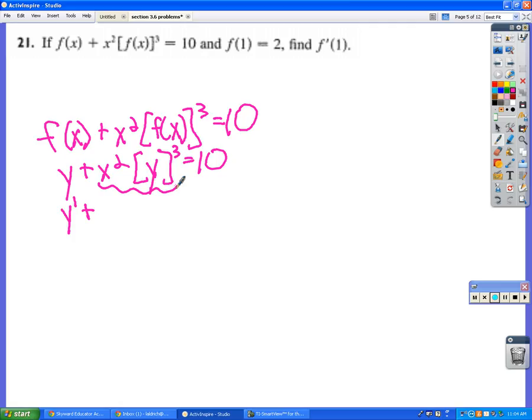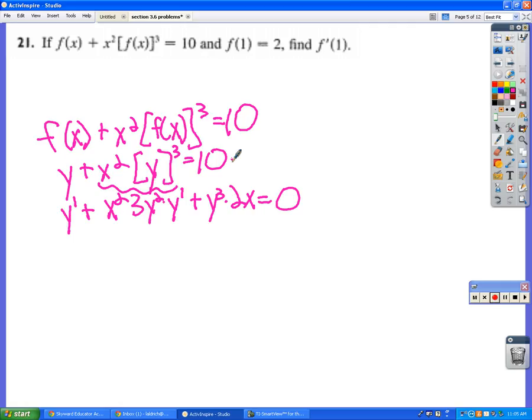So 1 d2, so that would be 3y squared times y prime. Okay, plus 2 times d1, which is 2x, equals 0, because the derivative of a number is 0.